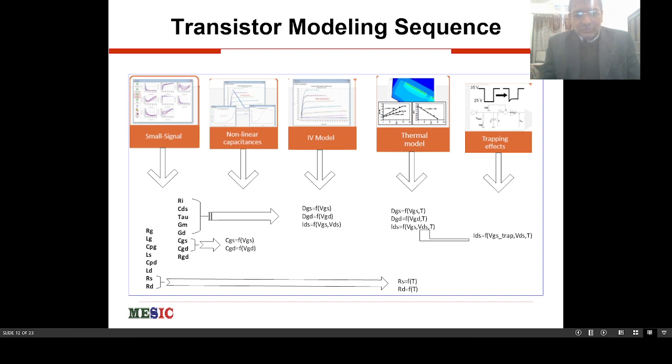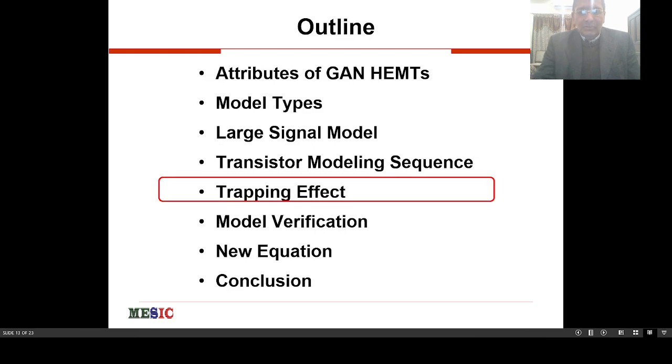So this is the normal sequence of transistor modeling. You can see first is small signal, non-linear, IV model, and thermal, and then last is the trapping effect. So now I'm going to talk about what the trapping effect is.